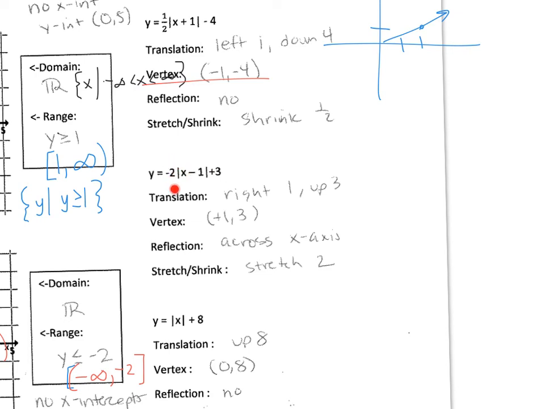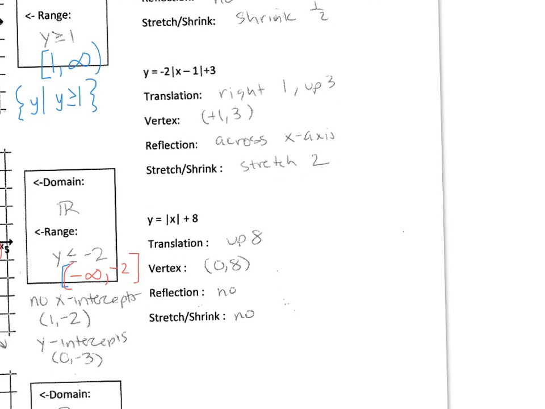And we're reflecting it across the x-axis because this value is negative, and we're stretching it by a factor of 2. And the last one, we're going up 8, and then we're not going left or right, so it's 0. There's not a reflection because this is a positive number, and there's not a stretch or shrink because the value in front of here is 1, which is our generic parent function.